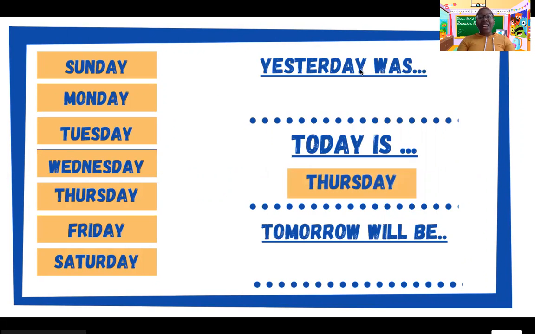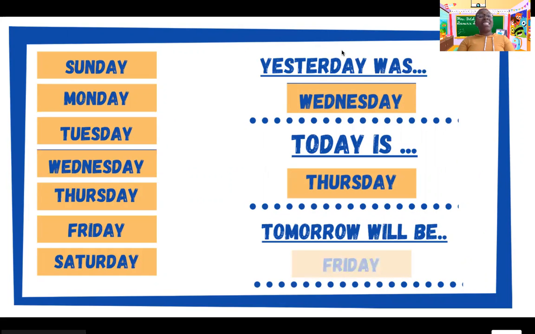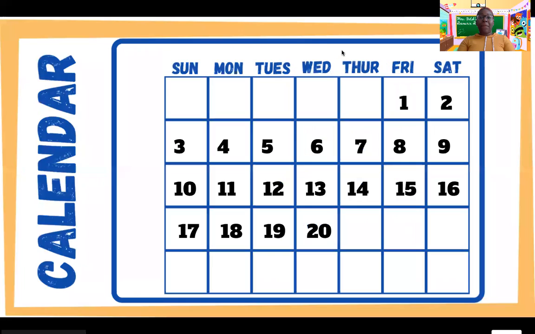Well, if today is Thursday, what was yesterday? If today is Thursday, that means that yesterday was Wednesday. Well, if yesterday was Wednesday and today is Thursday, what will tomorrow be? You guessed it, tomorrow will be Friday.